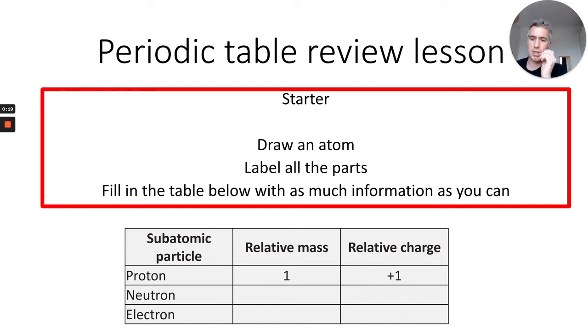It just says name of 3 subatomic particles, the relative mass and the relative charge. I've done the top line for you. So draw an atom, label all the parts of that atom that you have drawn, and then fill in the table below with as much information as you can. I will stop. Hopefully your teacher will pause and allow you to just finish. Go. Do it.